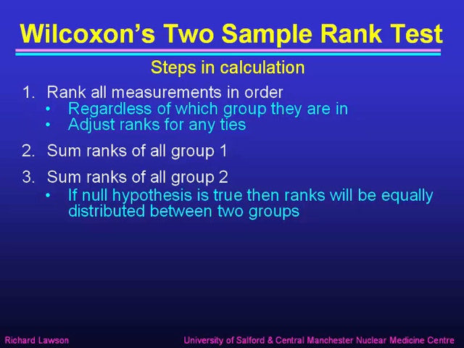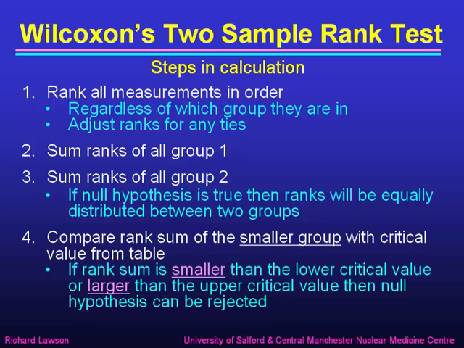If you think back to the example of sorting men and women into height order, that's exactly what we're doing here. We are starting with them in order regardless of whether they're men and women, and then we allocate them all ranks in order and add up the ranks for all the women and add up the ranks for all the men, and if there is no difference in height between men and women, then the sum of the ranks will be very similar between the two groups.